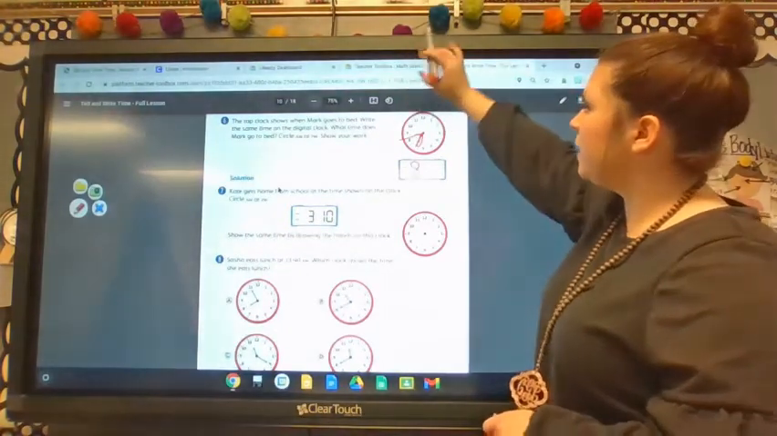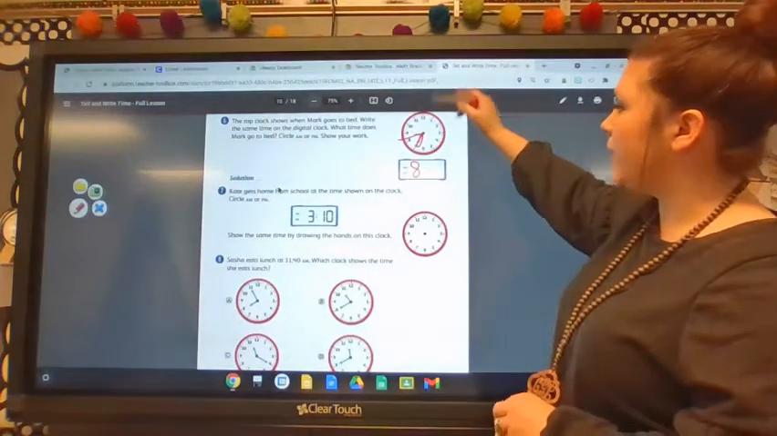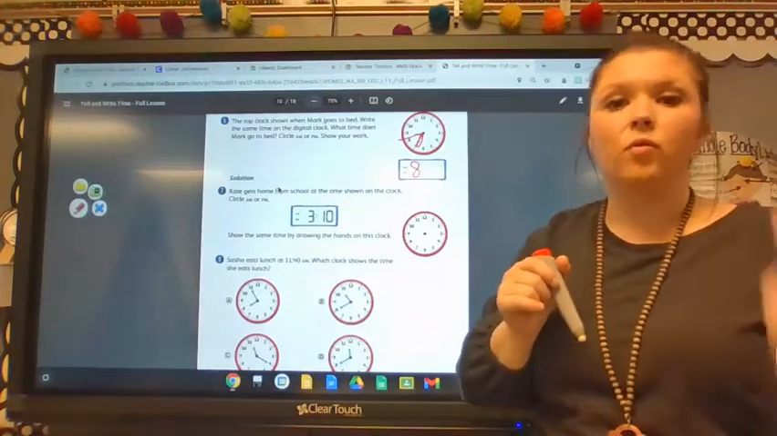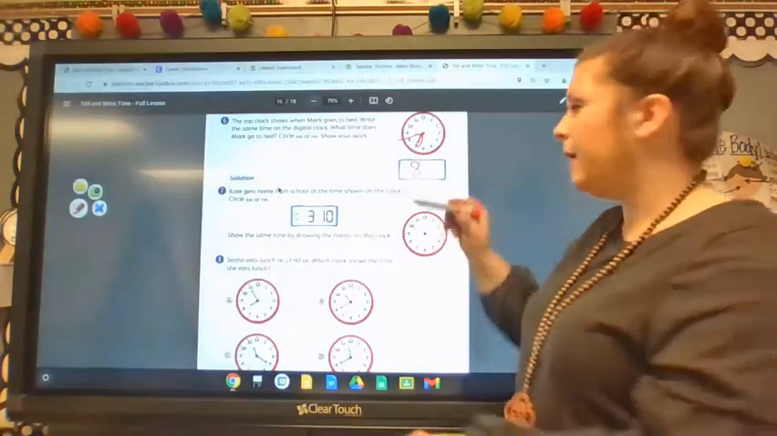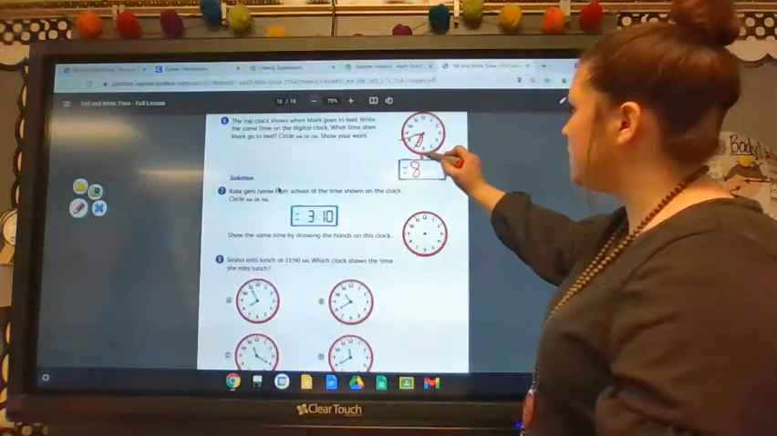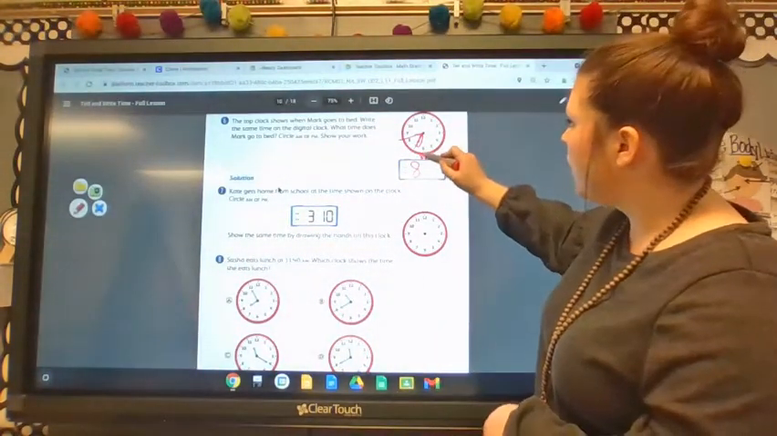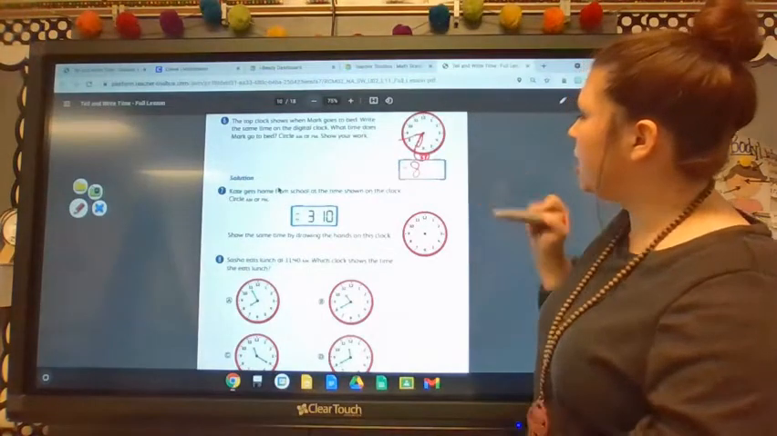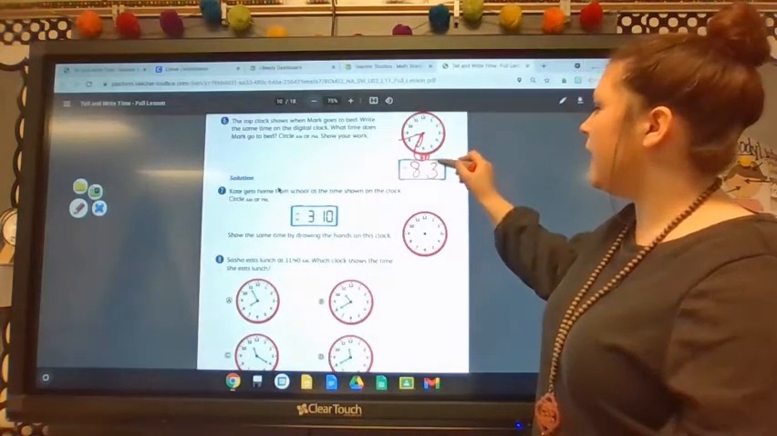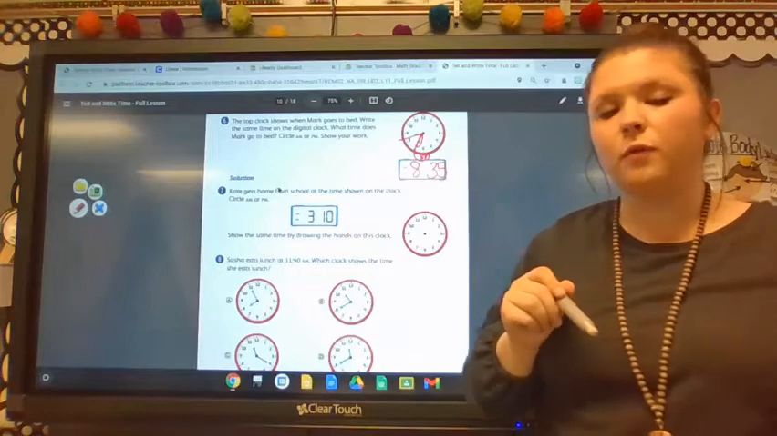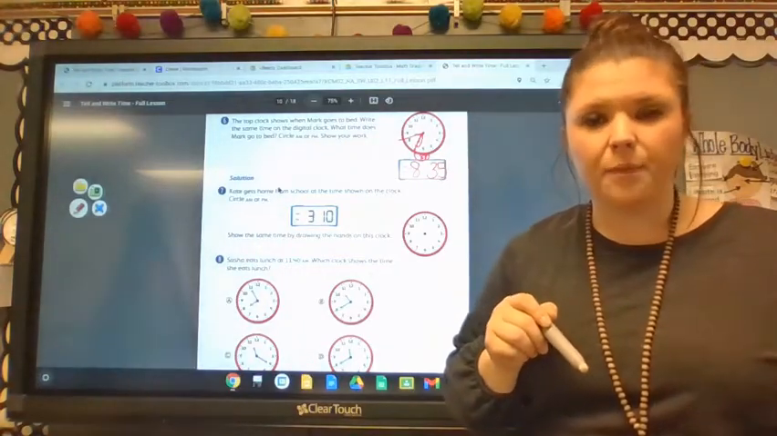Okay? So we could start at 12 and count all the way around, but I know one time really quickly off the top of my head: if the minute hand is pointing to the 6, that means it's 30 minutes. So I'm going to start from there and count 30, 35. So the time on the clock written in digital format is 8:35.